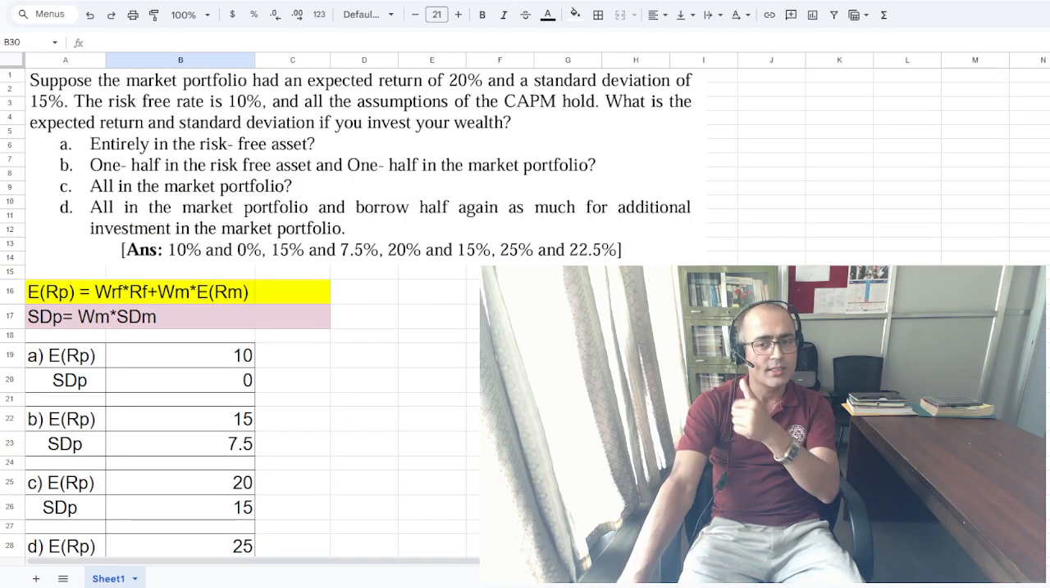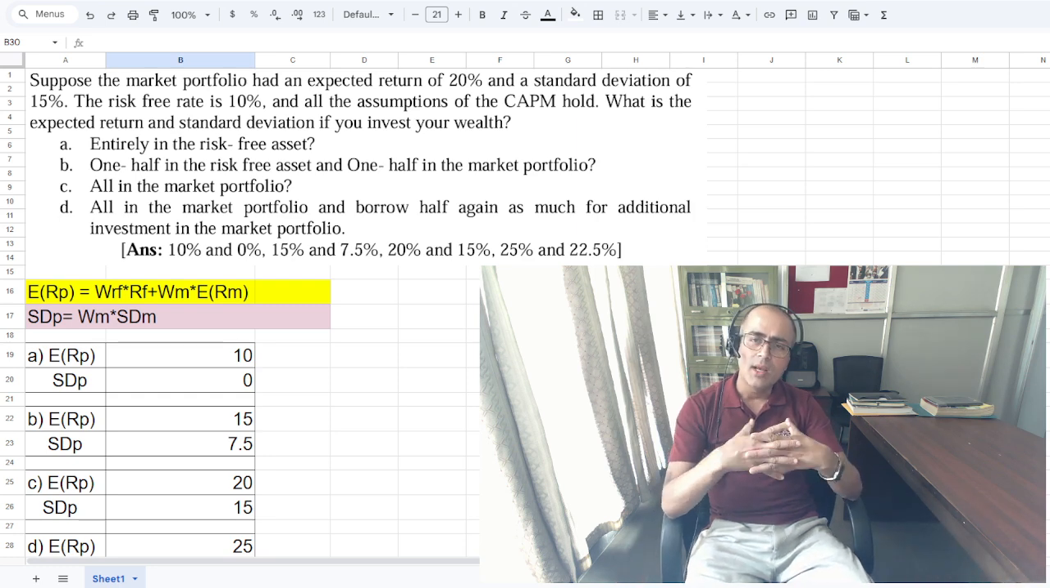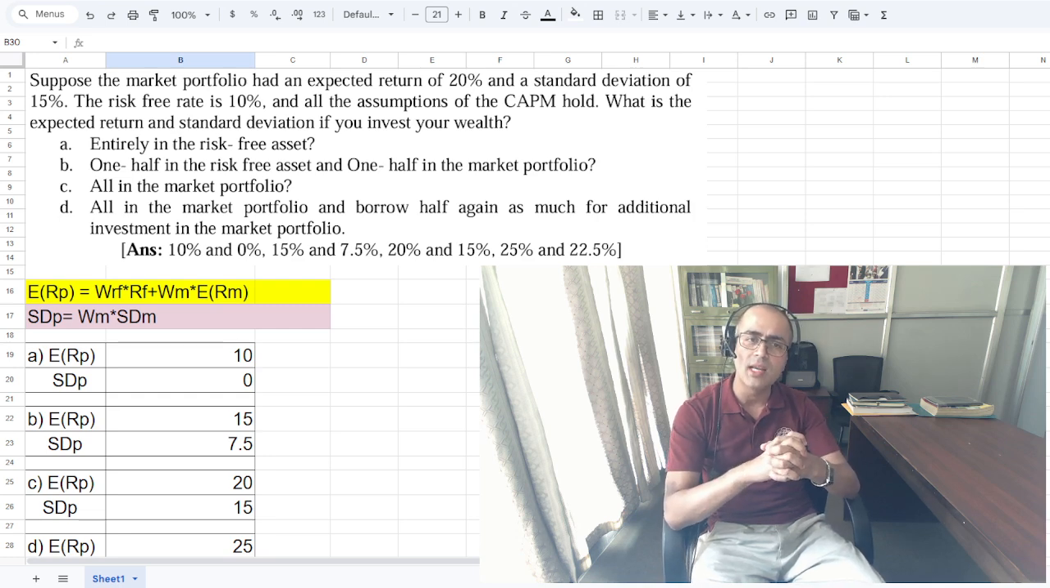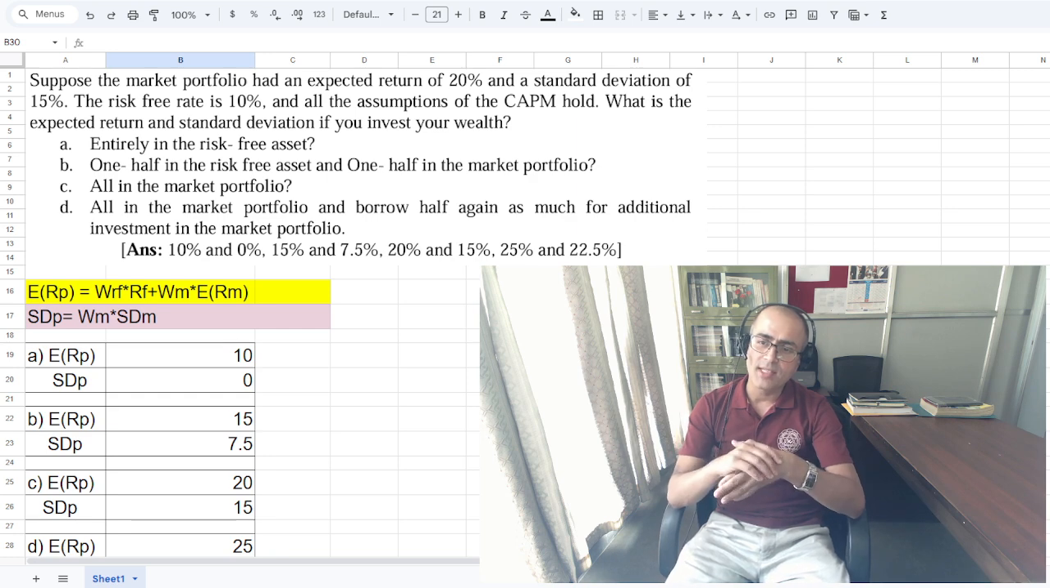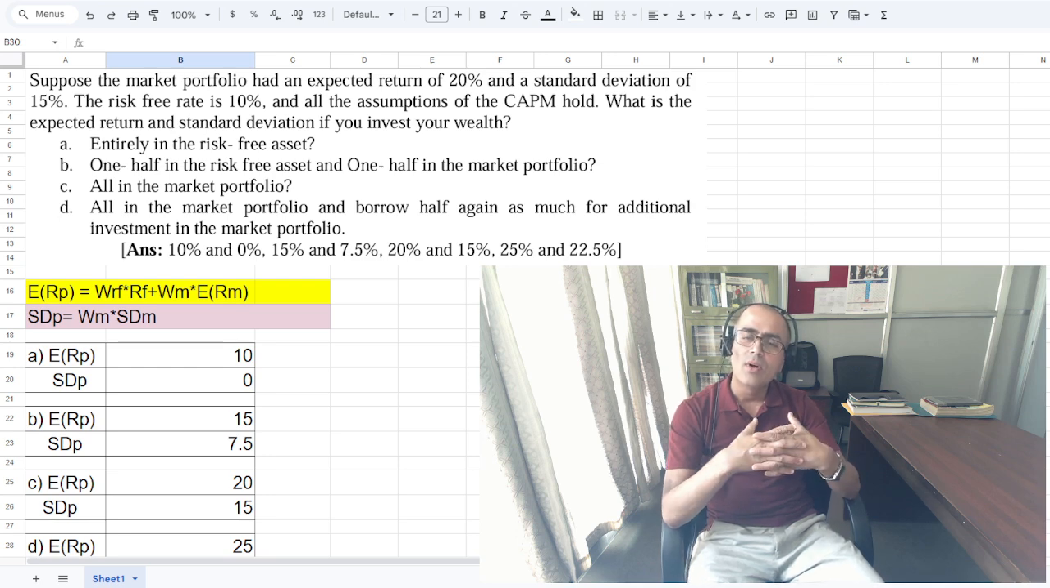Similarly, what I discussed today, friends, this is all about your capital market line again. When your portfolio consists of risk-free and risky assets, then how we could estimate the expected return and standard deviation of the portfolio. I believe that whatever I discussed today would enrich your understanding of today's discussion.